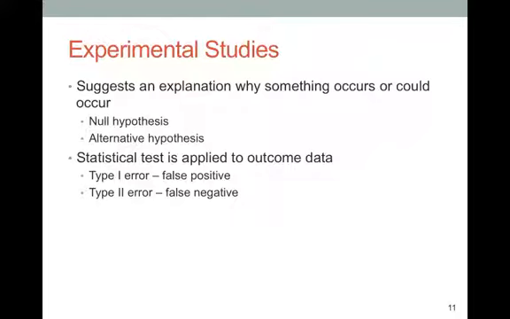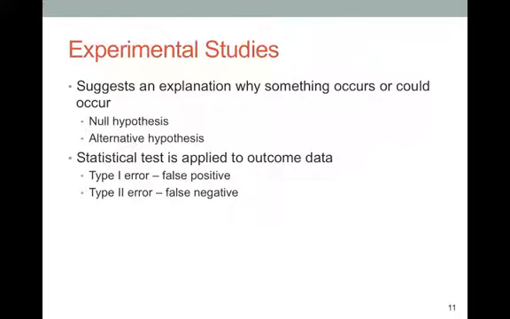Statistical tests are then applied to the outcome data, and the results of this either support the null hypothesis, that it did not occur, or this is not a good idea, or the alternative hypothesis, which is that this is what caused the change. Errors in research.